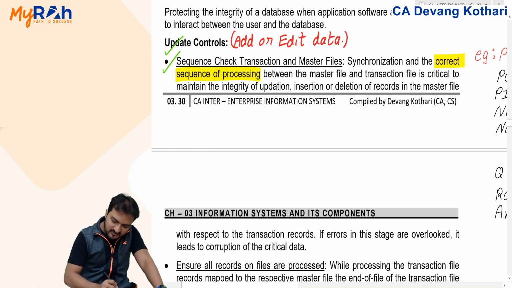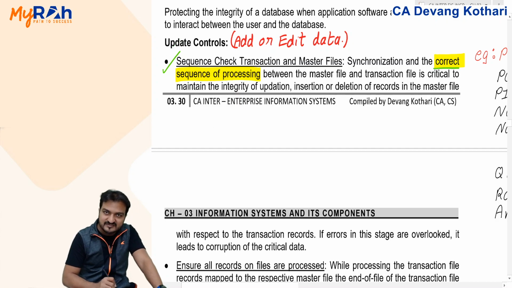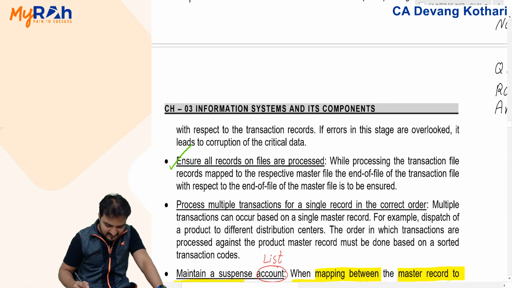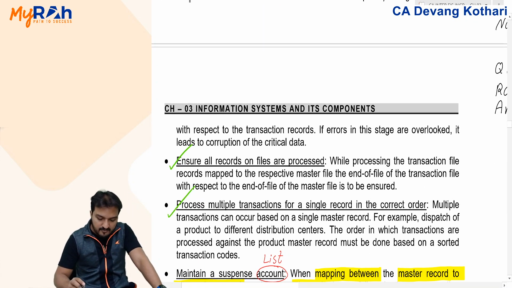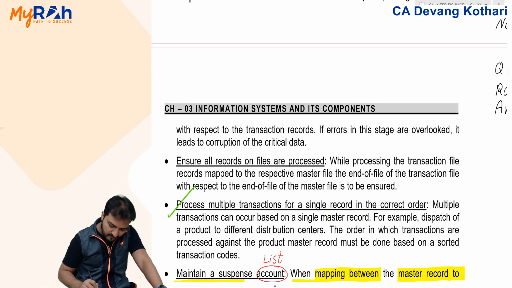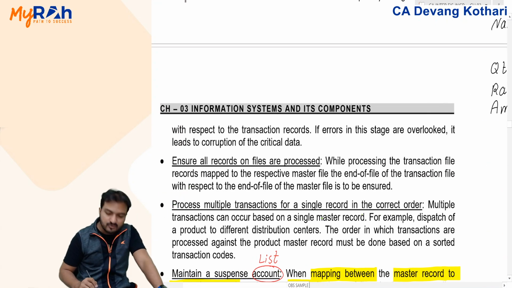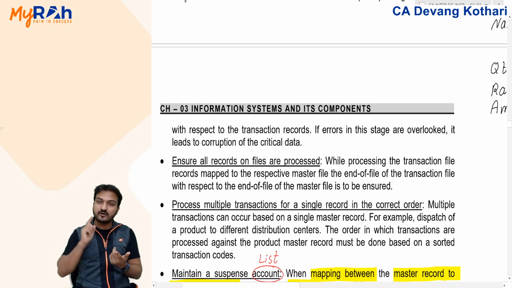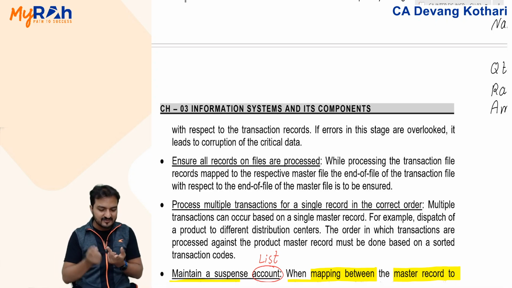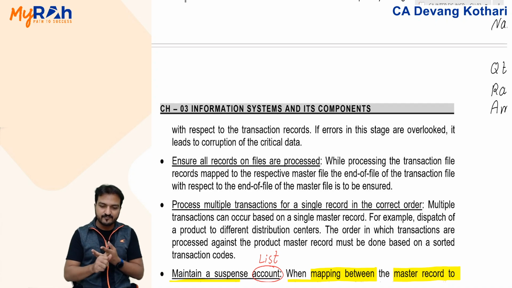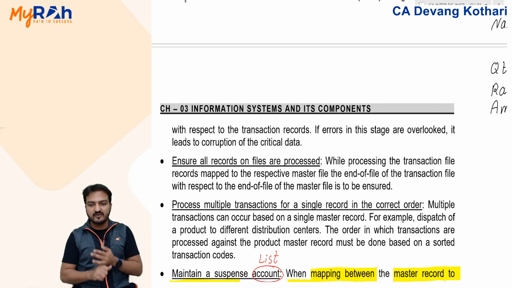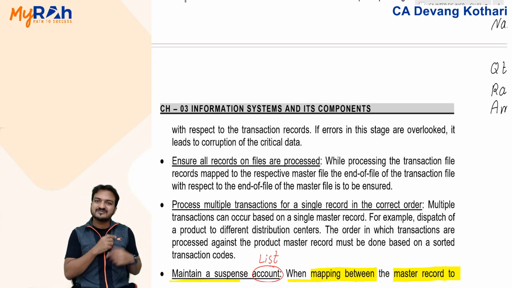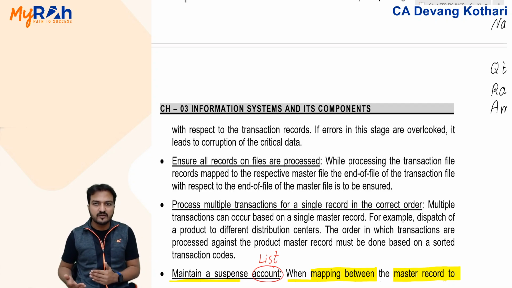Well, under that, sequence check, to check the correct sequence of processing, to check whether all transactions are processed in sequence or not. Ensure all records in the files are processed. Process multiple transactions of a single record in correct order, like when there are more than one transaction to be recorded, then it should be done in the correct order. For example, for a purchase transaction, the purchase order should come first, then maybe the purchase invoice, then maybe receipt of goods should be recorded, then only payment of the invoice should be recorded. So for the same transaction, when there are multiple entries to be done, it should be in correct order.